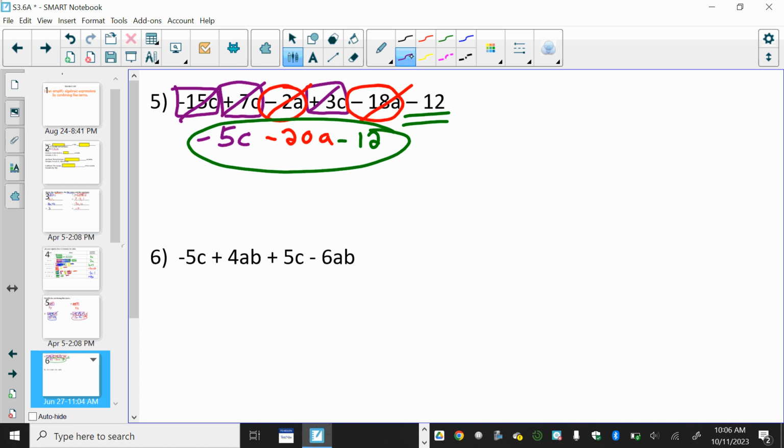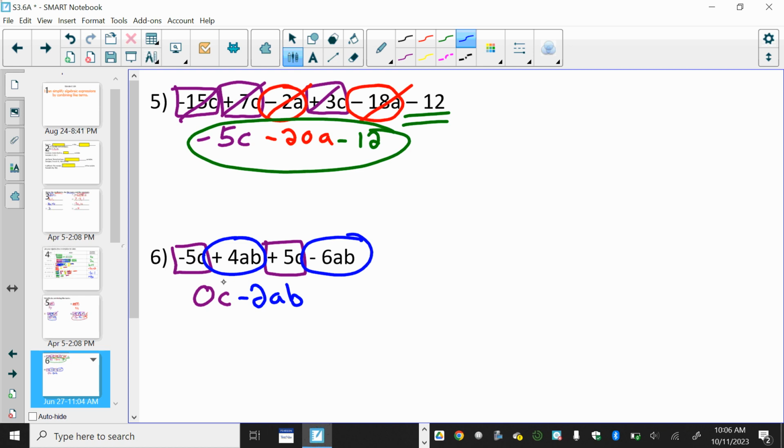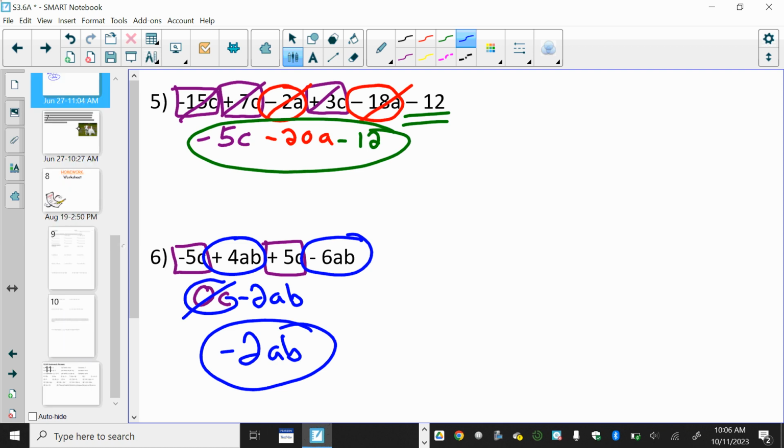So let's do it again. Negative 15c. AB is not C. C is C. AB is not C. So we're going to have negative 5 plus 5. Those are opposites. That makes 0c. And I'm going to have to do a second step because I wrote it. Then I have positive 4AB minus 6AB to make negative 2AB. And then I'm going to rewrite it because this goes away. Negative 2AB.